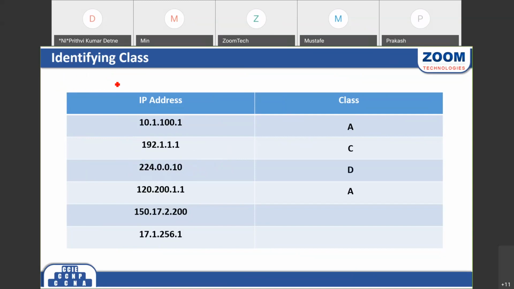And 150.17.2.200. So these IPs belong to which class? Class B, right. The last example belongs to which class?